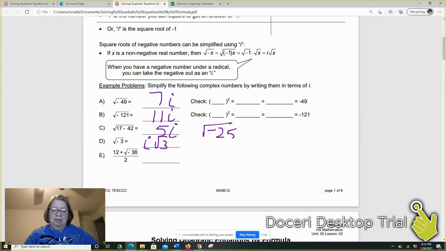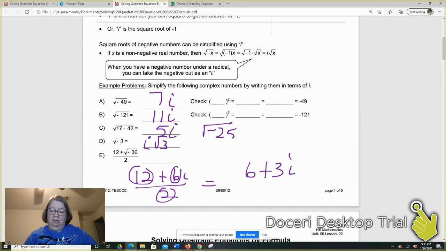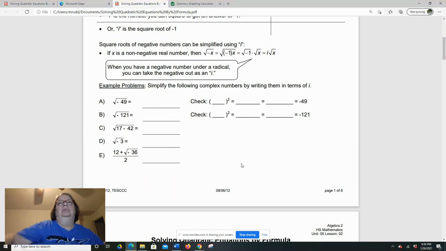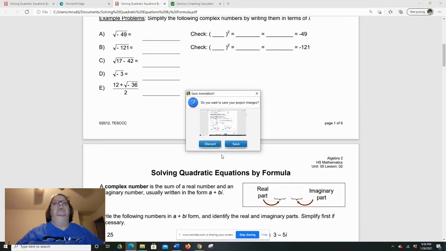This one, 12 plus the square root of negative 36, simplifies as 6i, divided by 2. This number, this number, and this number, all divided by 2. And we really don't need that 1. It's just 6 plus 3i. Okay, that's more of what we did yesterday. Simplifying using complex numbers. A negative under a square root becomes an i. All right, let's go.